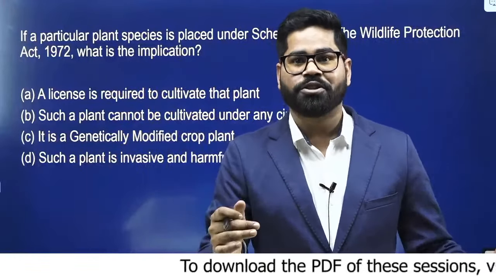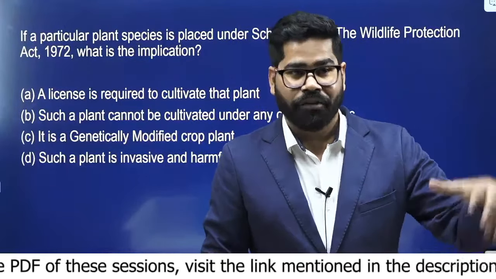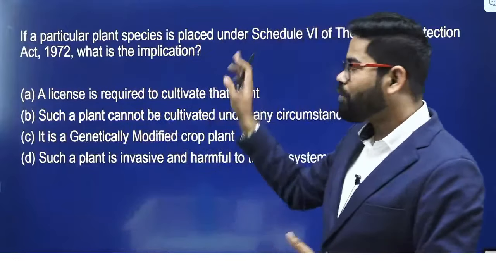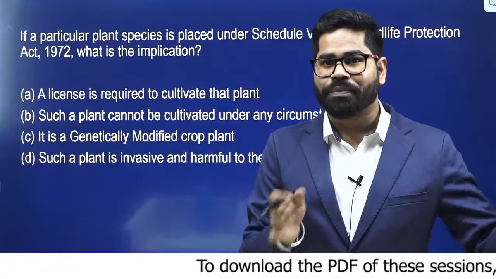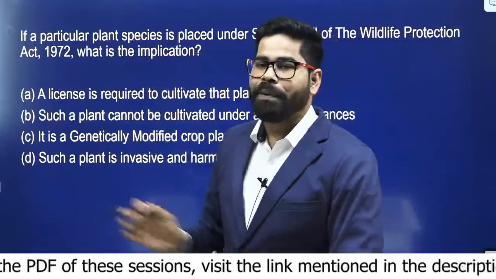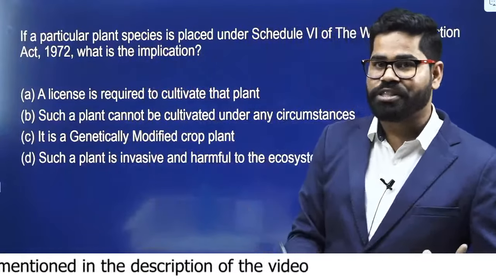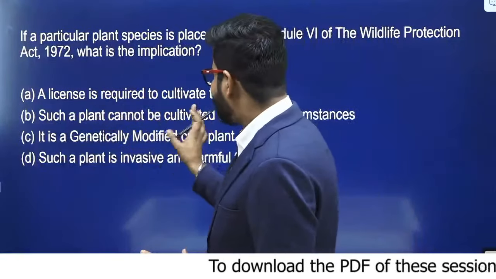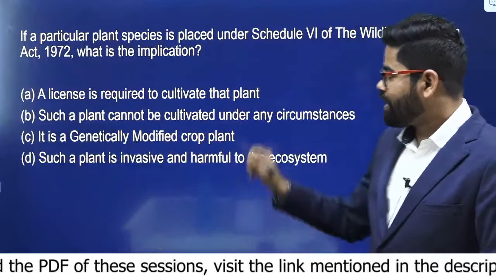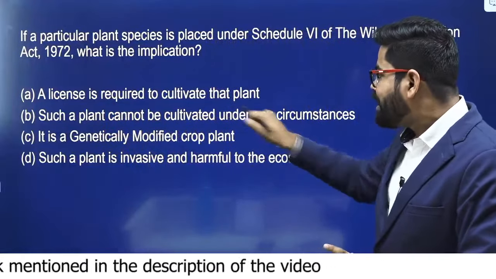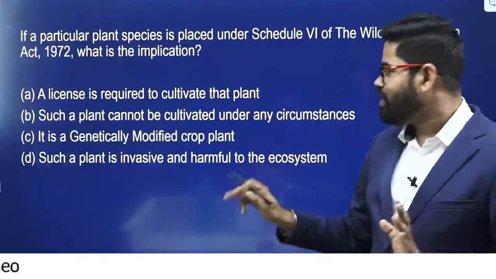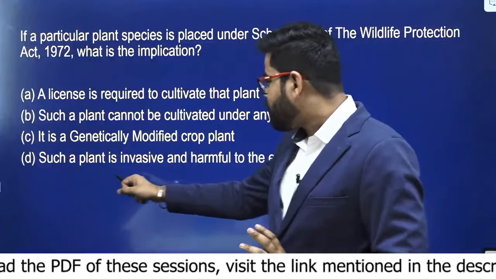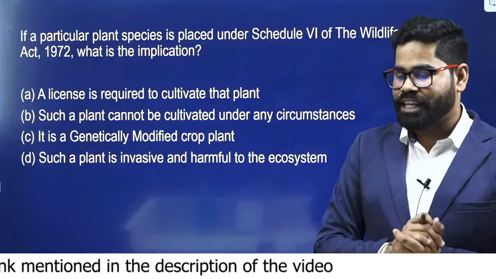Earlier there have been questions on Schedule 1 also, that if an animal is in Schedule 1, what will be the implication? Similarly, they have asked about Schedule 6, what is going to be the implication if a particular plant species is placed under this Schedule 6. Now you have 4 options here. First, a license is required to cultivate that plant. Second, such a plant cannot be cultivated under any circumstances. Third, it is a genetically modified crop plant. Fourth, such a plant is invasive and harmful to the ecosystem.